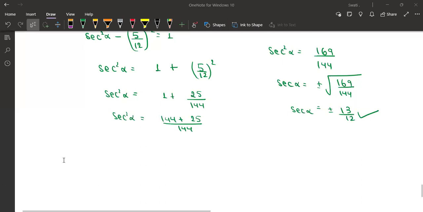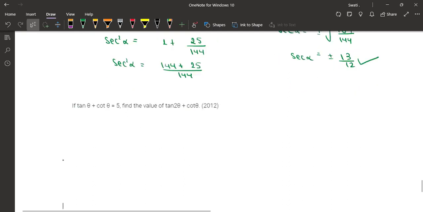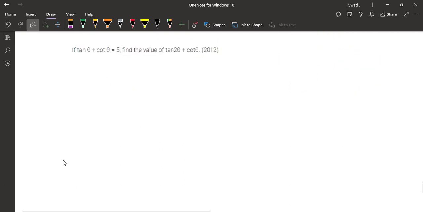So our next question is, if tan theta plus cot theta is equal to 5, then we have to find out the value of tan 2 theta plus cot theta. And you can see this question has come in 2012. Even if questions have come in 2012 or 2013, you cannot say that these questions have come long back ago, so it will not come. It may come in your exam, so that is why people prefer solving the previous board exam questions. So yes, let's start with the solution.